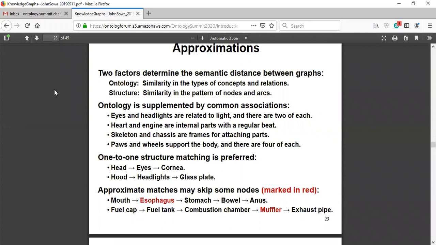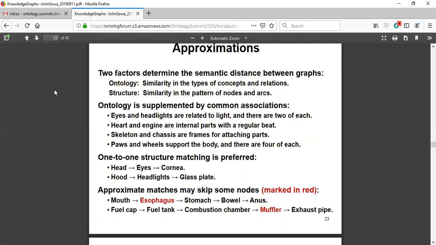And then from fuel cap to fuel tank to combustion chamber to muffler to exhaust pipe is the other analogy, but the particular ontology omitted muffler. But in this approximate map, even though the ontology was missing some things, the analogy engine made some educated guesses and filled in this esophagus and additional nodes.